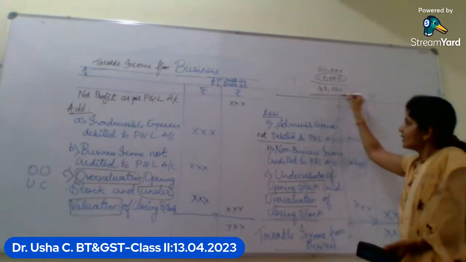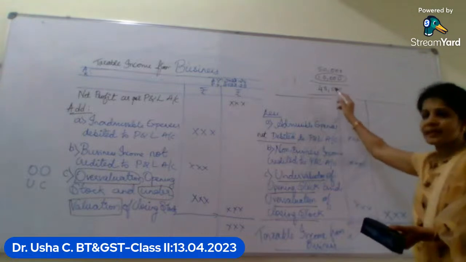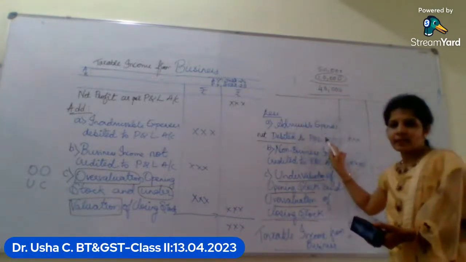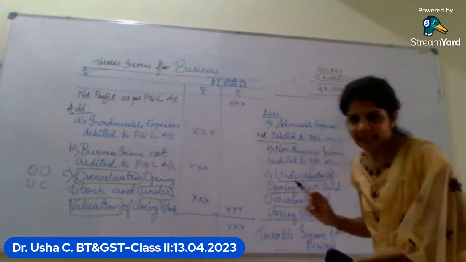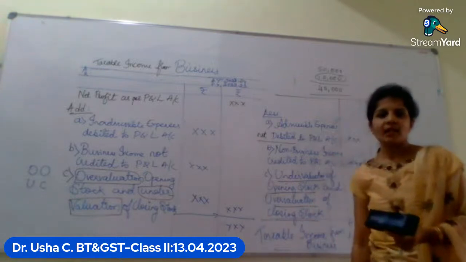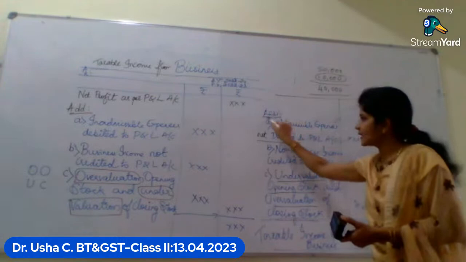The amount of whatever allowable expenditure is not deducted must be deducted to know the exact profit. That is admissible expenditure. Yes, it is audible, right? Okay. Admissible expenses not debited to profit and loss account must be deducted.